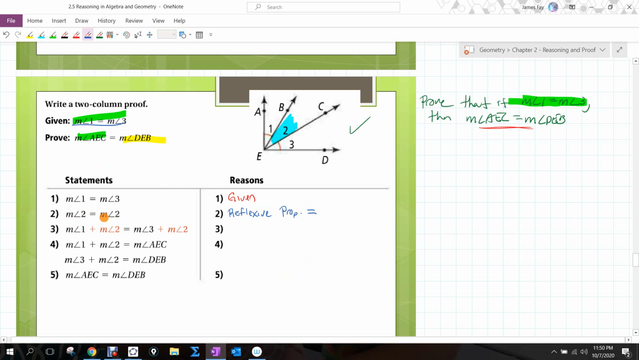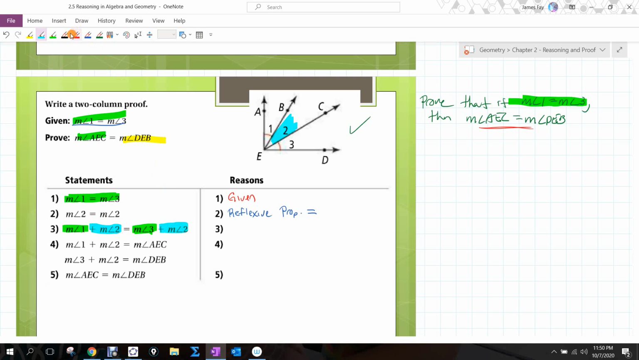Why are they going to do that? Well, let's look at this statement here. How do we go from that statement to this statement? Okay, well, if you think about it, statement number 1 and statement number 3, I'll highlight the things that are the same in them. Both of them have angle 1 on the left and both of them have angle 3 on the right. What am I doing? I'm adding that to the left, I'm adding that to the right.